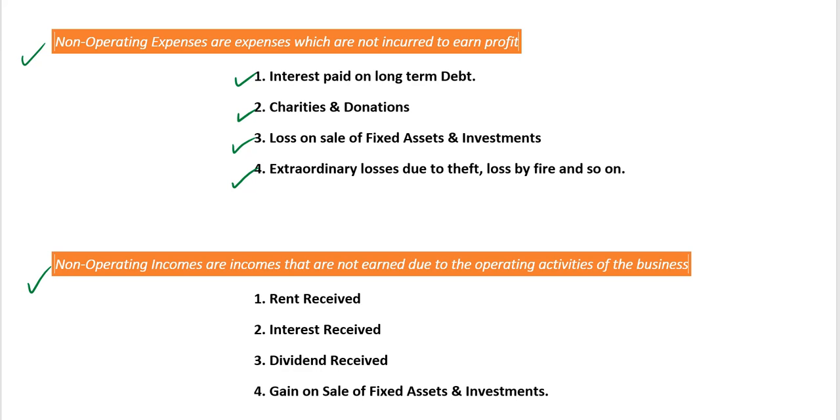Non-operating incomes, on the other hand, are incomes that are not earned due to the operating activities of the business. Examples are rent received, interest received, dividend received, and gain on sale of fixed assets and investments.